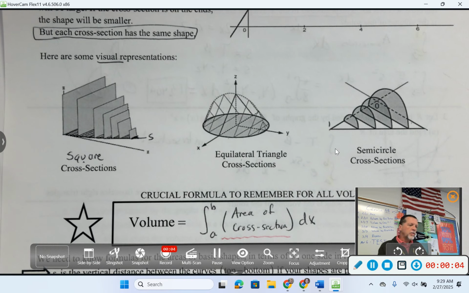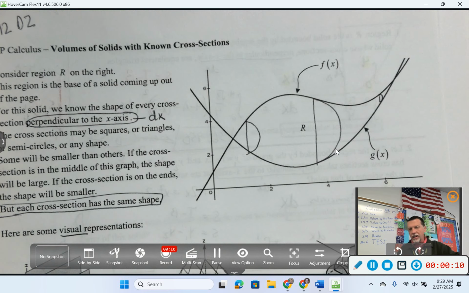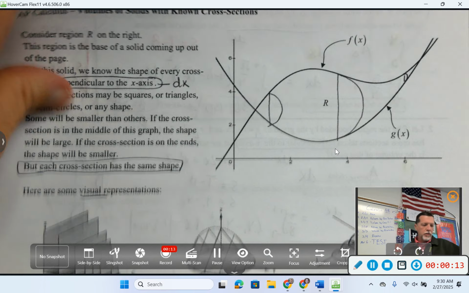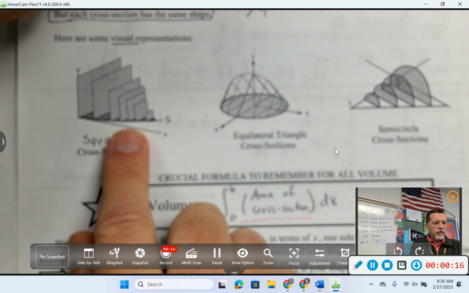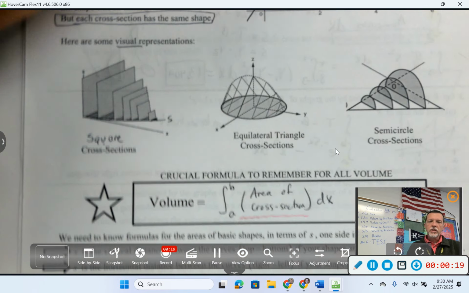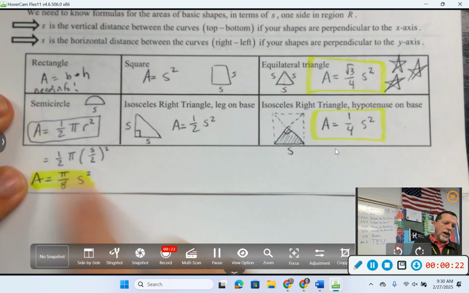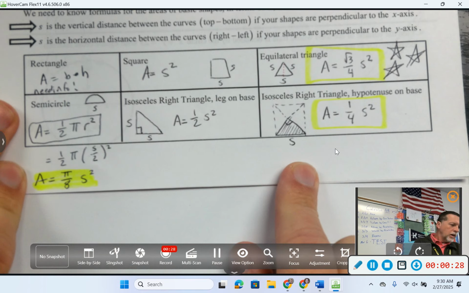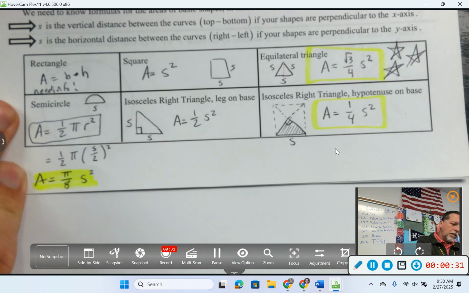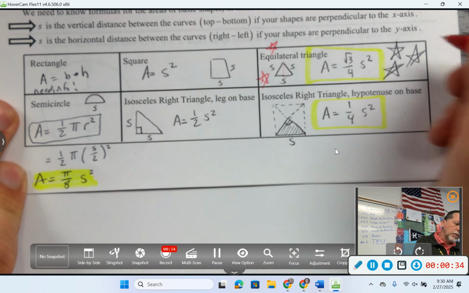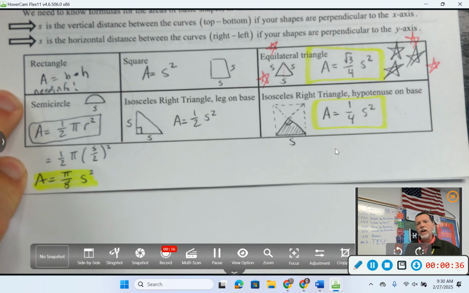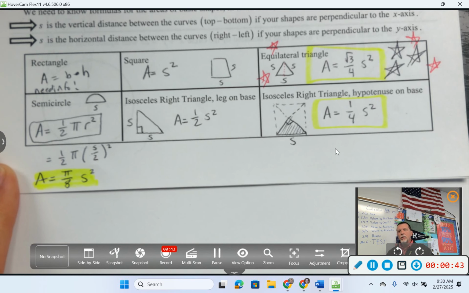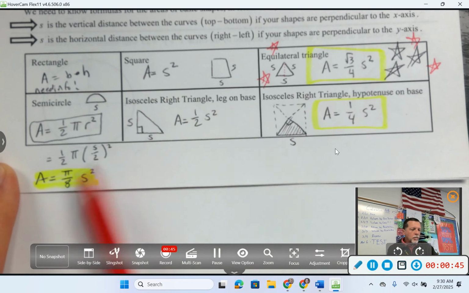Okay, so we started volumes with known cross-section. We start with a base shape that's a 2D area, and then out of that area we build up either squares or triangles, or semicircles, or any variety of things. So we have to know those area formulas. Most of them you already know. Again, the new one that you could figure out, but you probably just want to memorize, is an equilateral triangle: root 3 over 4, s squared. That's the main one to memorize. The rest you can figure out. You can memorize them if you want to, but you can also just figure them out.